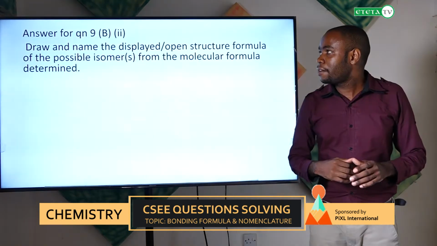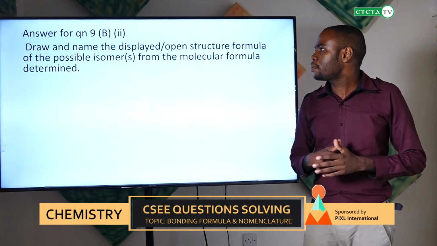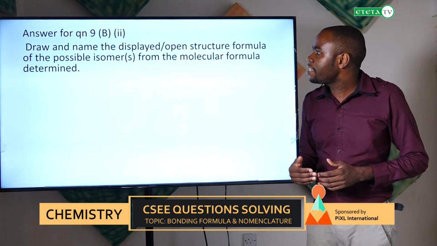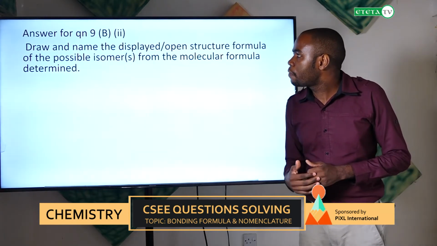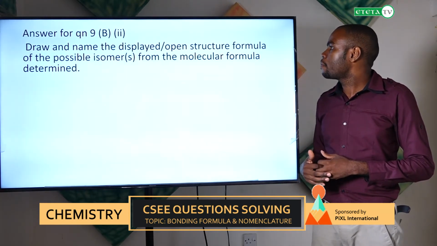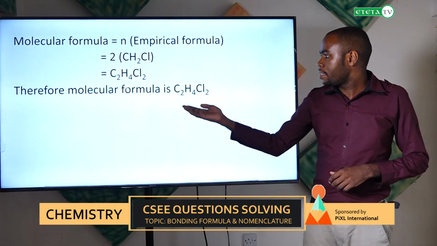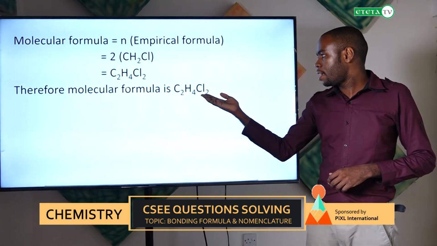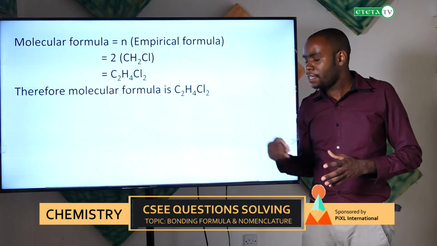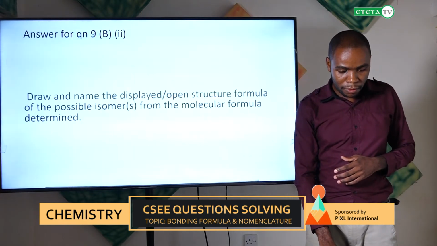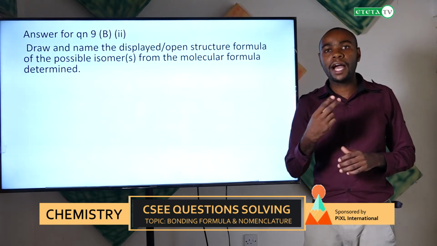Okay, now I'm going to answer question number 9b Roman 2. As the question says, draw and name the displayed or open structural formula of the possible isomers from the molecular formula determined. As you remember, the molecular formula is C2H4Cl2. So what's required here is to draw the open structure of this compound. So how could you draw the open structure of the possible isomers? And here we have 2 isomers.